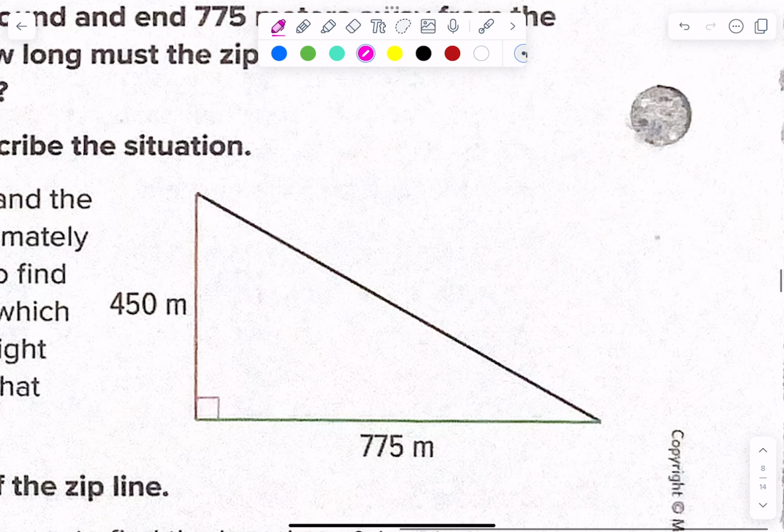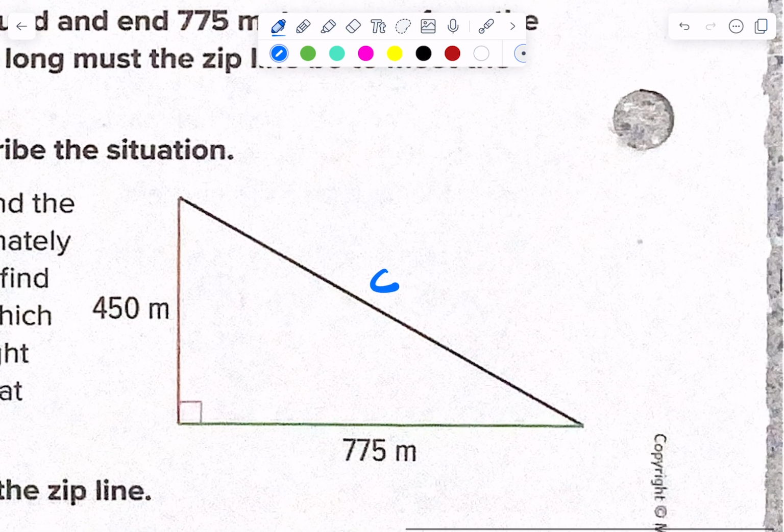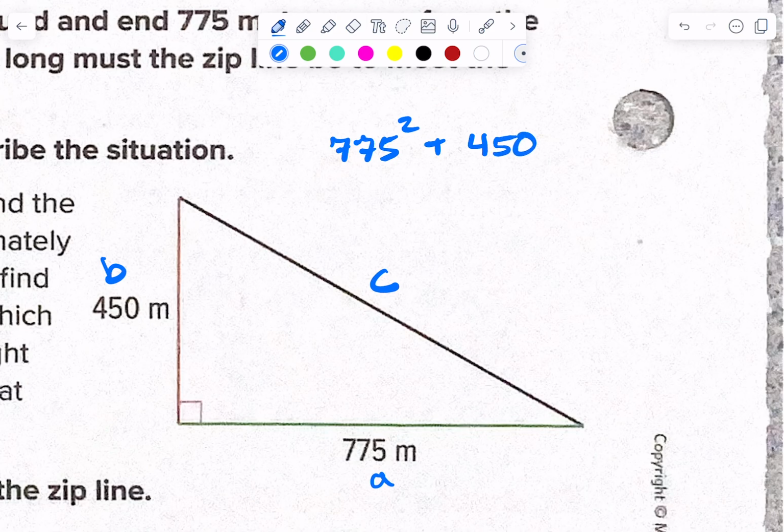This is one where we can't do a triple, I don't think. I don't think it comes out nicely. So which side is side C? The one we don't know. So which one is A? The bottom. Doesn't matter. Bottom one, sure. Okay, B is here. So we've got 775 squared plus 450 squared equals C squared. You should be able to type that whole thing into your calculator.